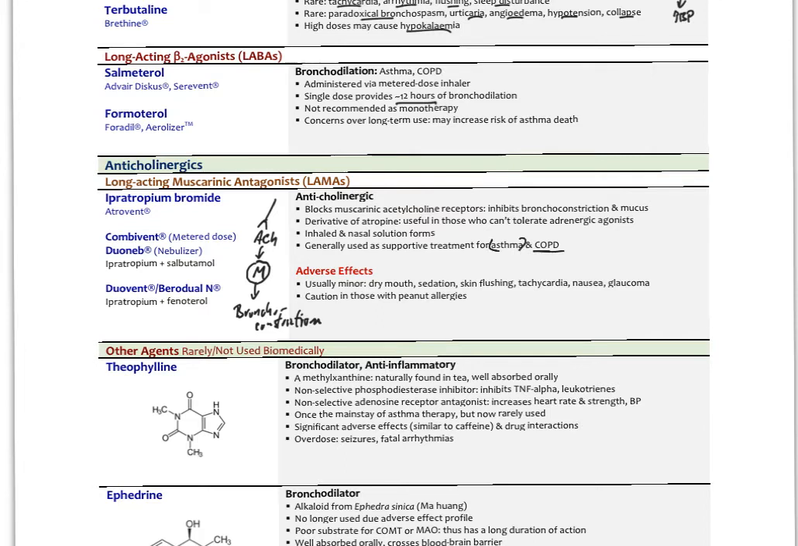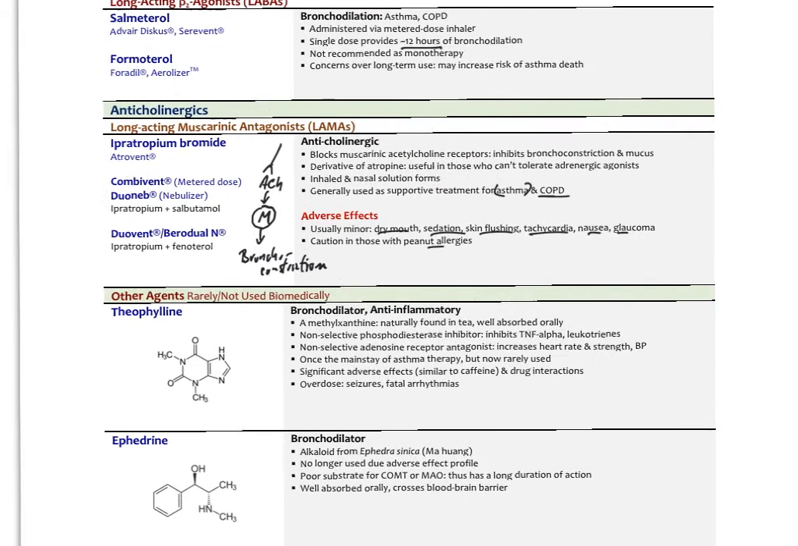These are derivatives actually of atropine. Atropine has a more general effect, but this is inhaled, so it's not going to have the more systemic effects that atropine has. Usually the effects are what we call anticholinergic effects, and that would be dry mouth, sedation, skin flushing, rapid heart rates, nausea, and it can worsen glaucoma in patients that have that. And people should use caution with anyone with peanut allergies with this one. So those are some of the two big classes of bronchodilators.